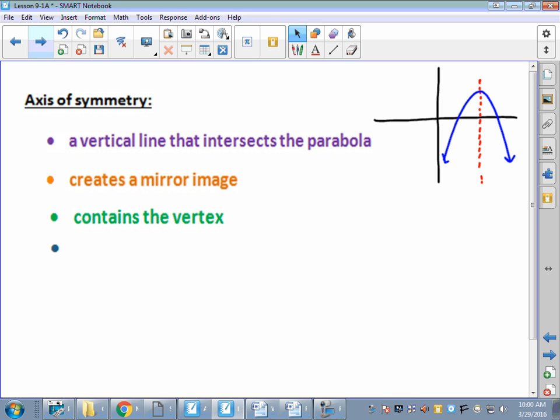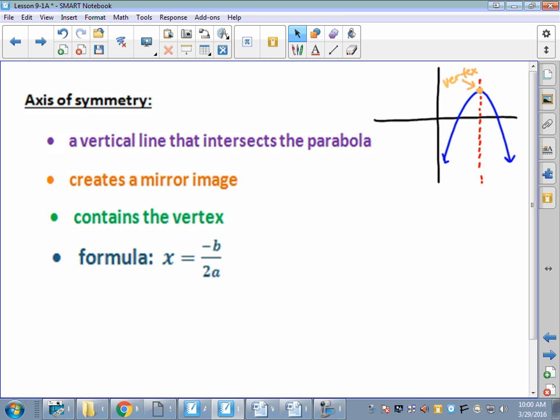The axis of symmetry also contains the vertex. The vertex is that point that is on the axis of symmetry, and it's kind of the middle of the parabola.